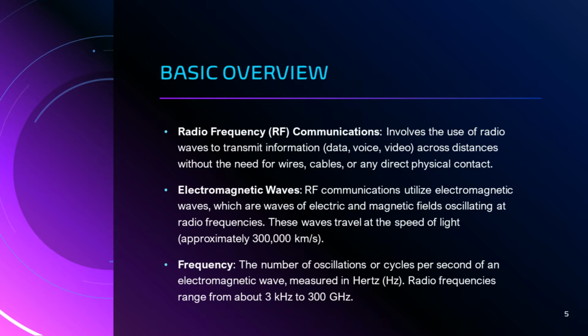So, to get things started, what is RF communications? It involves the use of radio waves to transmit information, like data, voice, video, across distances without any need for physical contact. It does this through electromagnetic waves, and these are radio waves that travel at the speed of light. Typically, we talk about these in terms of frequency, and the frequency range is from 3 kilohertz to 300 gigahertz. That's the typical range. It can vary vastly. And it's measured in cycles per second or hertz.